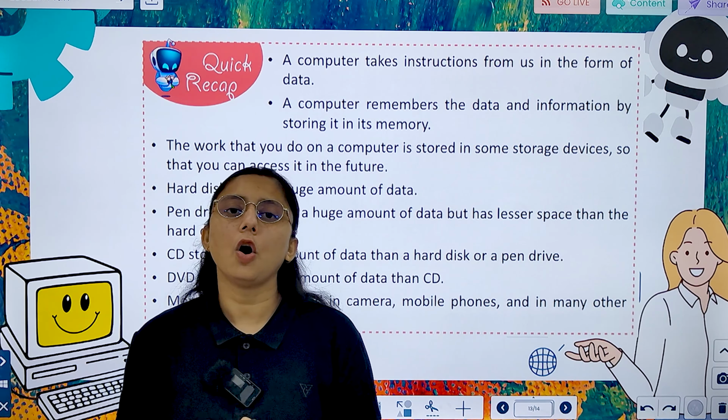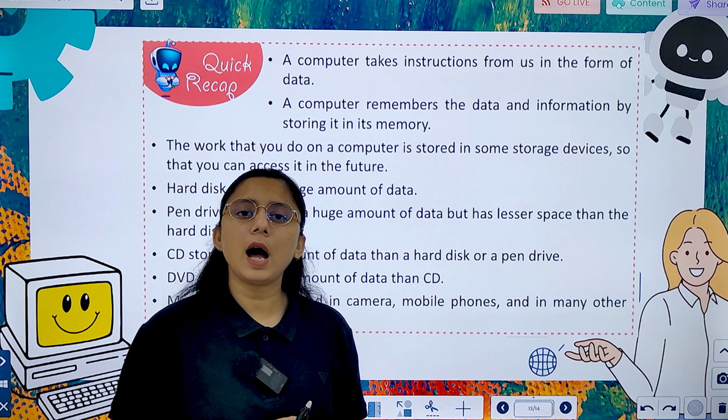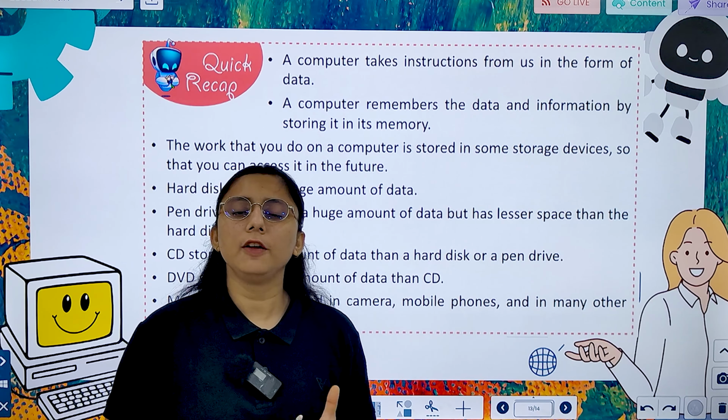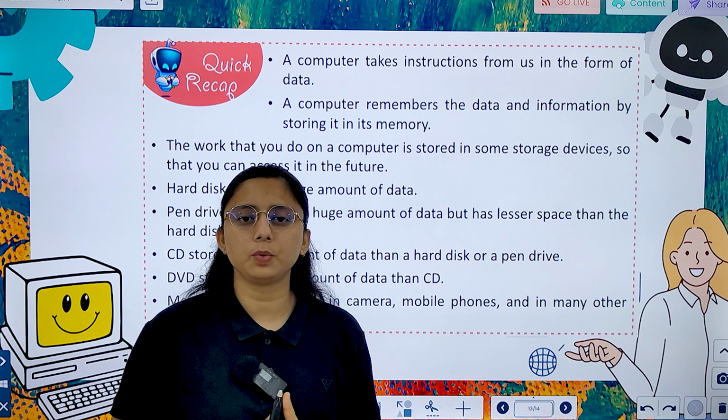Then I have told you about different storage devices, like we store things in a school bag or a refrigerator. Our computer also has different storage devices like pen drive, hard disk, CD, DVD. These are the different storage devices that our computer has.